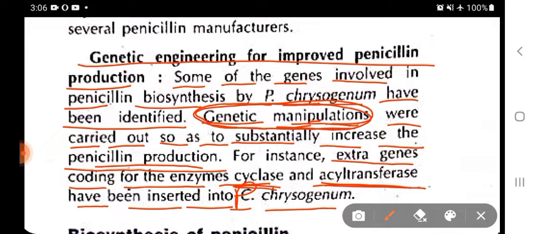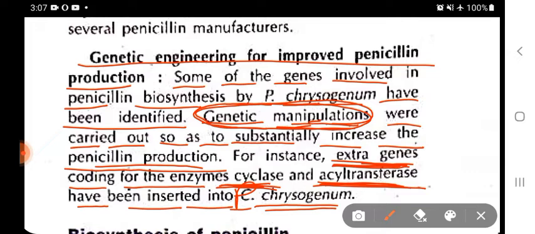Okay, so by observing the genes of Penicillium chrysogenum, scientists have identified those genes which are responsible for penicillin production, and by genetic engineering techniques we can manipulate and increase the production in many ways. For example, we can introduce extra genes that code for the enzymes cyclase and acyl transferase. Why? To increase penicillin production.